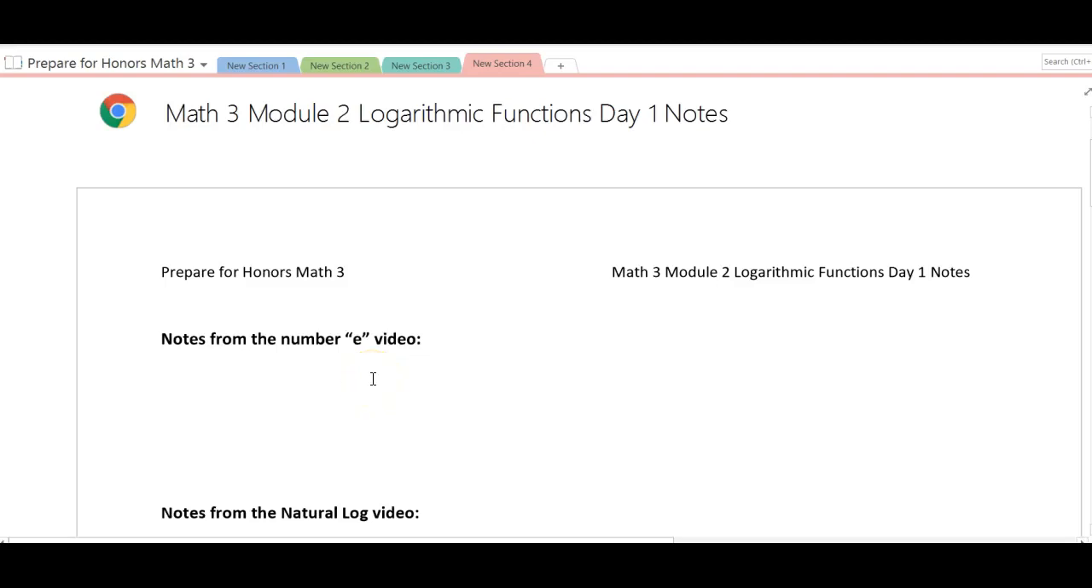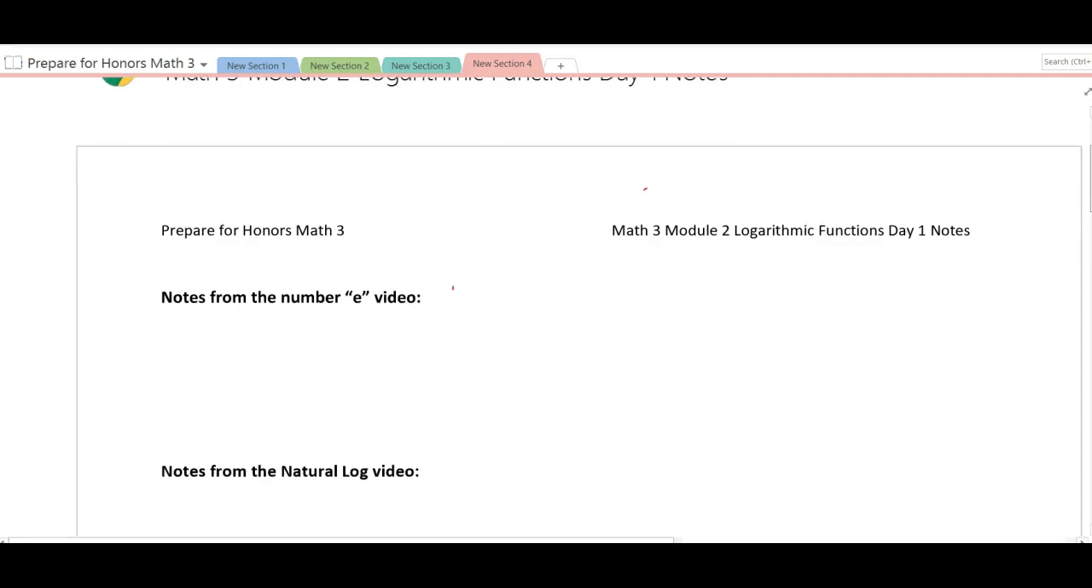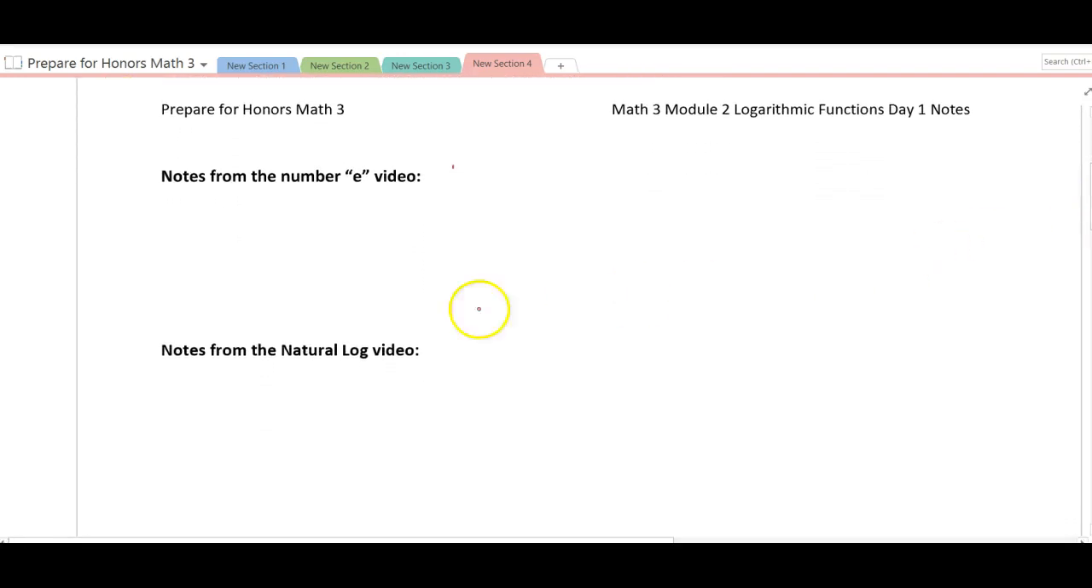All right, welcome back. This next unit is all about logarithms, and you should have watched the notes for the number e video. Remember, the number e is just a number almost like pi, but it leads to something else, which is called the natural log. So we know we have log base a of x, and when we see ln, that is basically log base e.